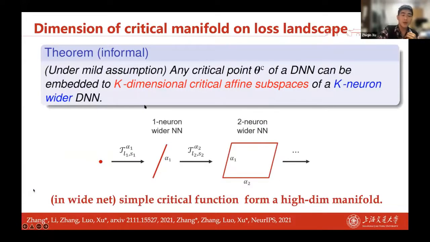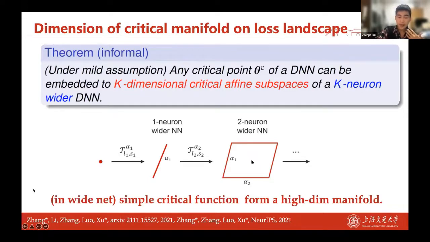And we can discuss the dimension of the critical manifold on the loss landscape after embedding from a smaller neural network to a K-neuron wider neural network. At least you will have a K-dimensional critical affine subspace. Just like here, you have a single critical point, after embedding it will be one-dimensional, and after a two-step embedding, in the first one-step embedding, you will have a plane.